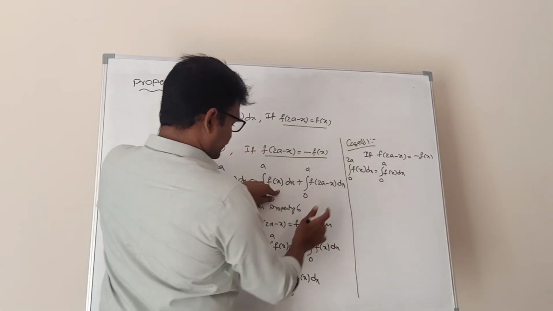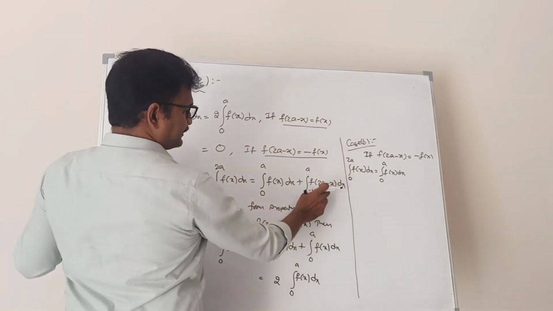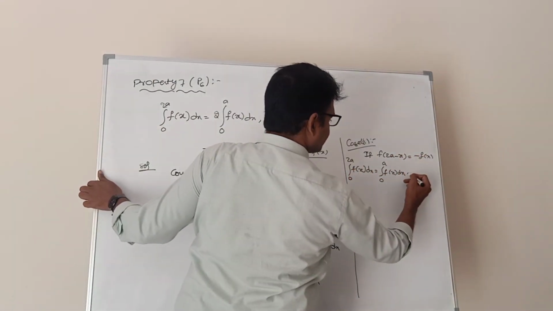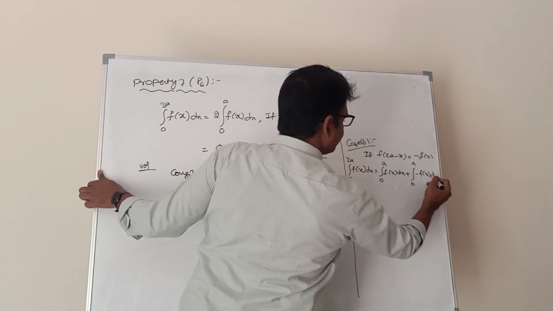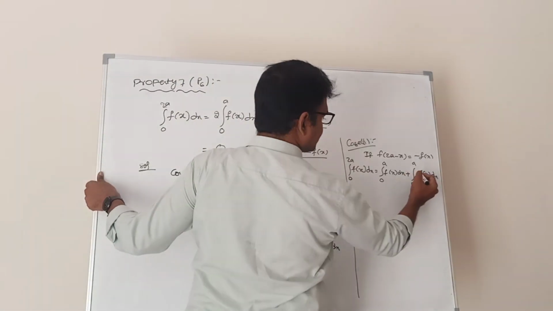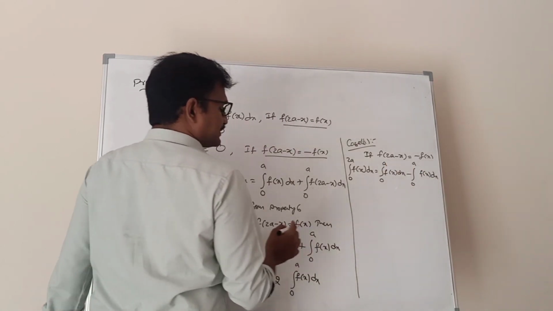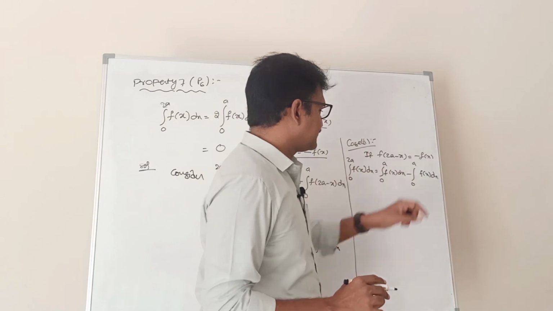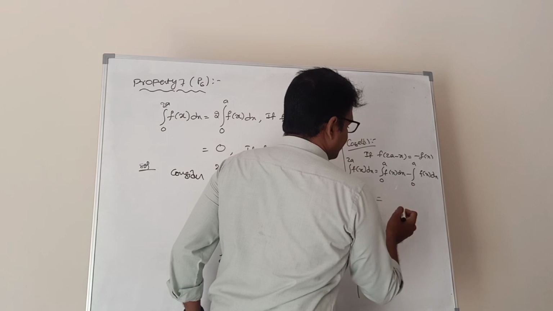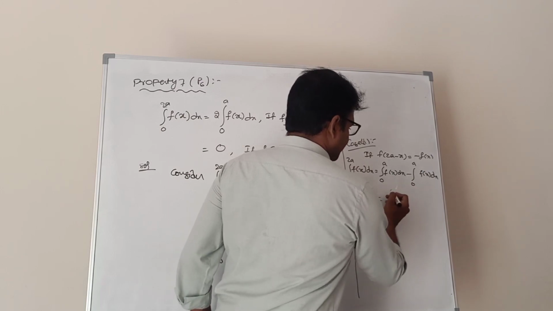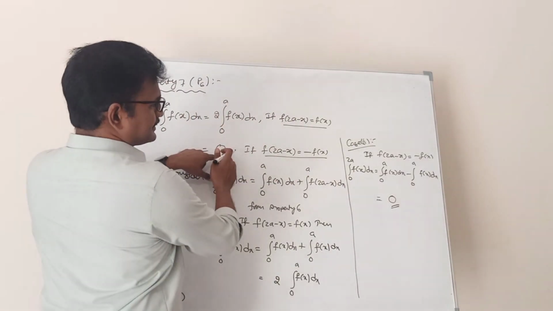in the place of f of 2a minus x, you need to replace it with minus of f of x, plus 0 to a minus of f of x dx. Plus into minus will become minus. So integration of 0 to a f of x dx minus integration of 0 to a f of x dx is how much? If it is plus, you will get 2 times of 0 to a f of x dx. If it is minus, you will get 0. So according to case 2, this value is 0.